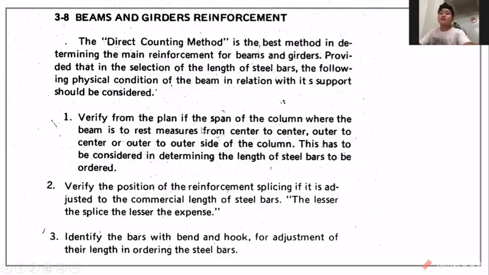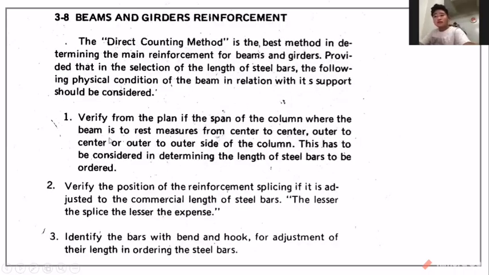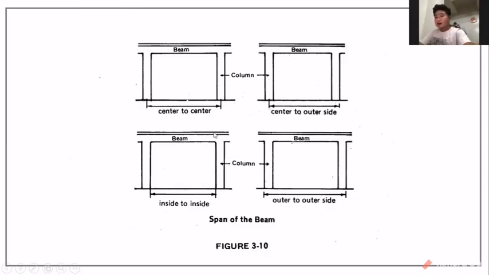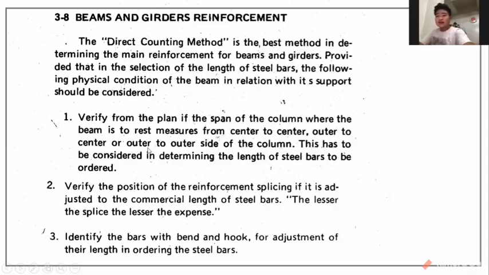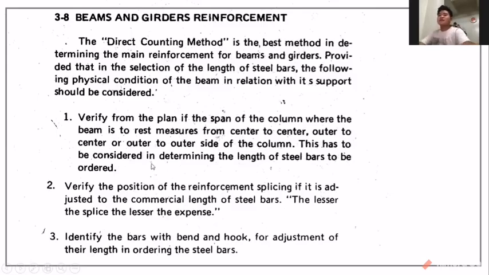First is to verify from the plan if the span of the column where the beam is to rest measures from center to center. So this is the example. From center, this is your beam, and then this is your column. So from center to center, or outer to center, from outer to center, and then outer to outer side of the column. This has to be considered in determining the length of steel bars to be ordered.